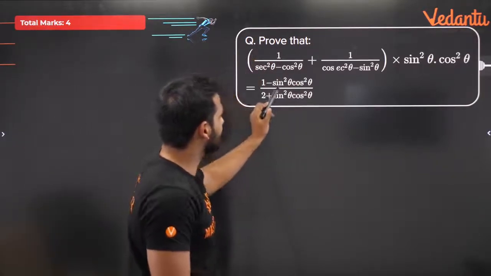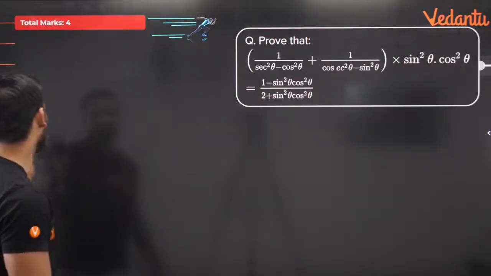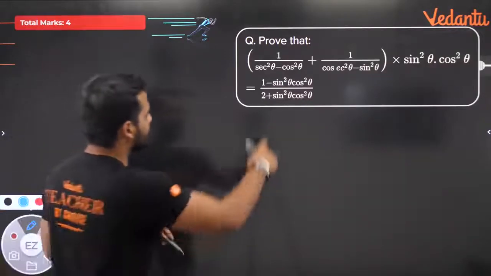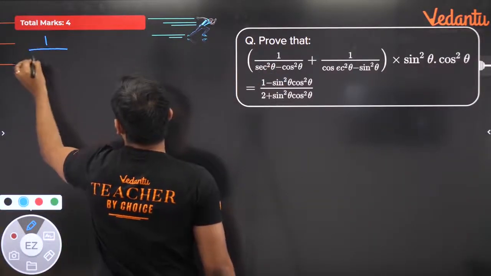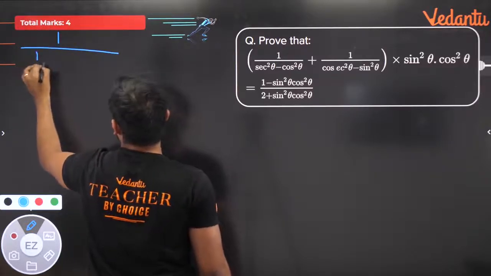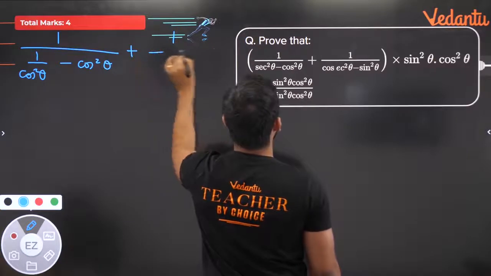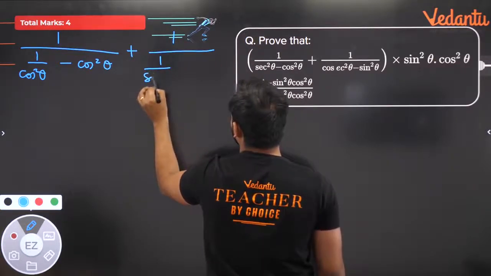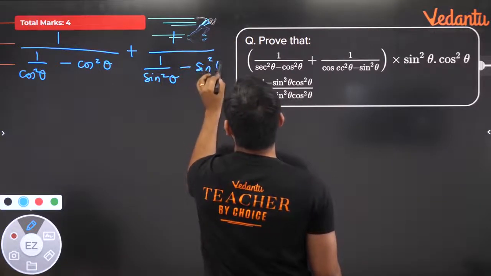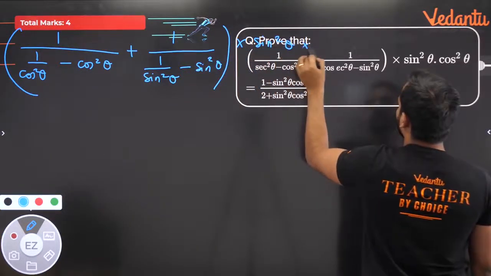अब देखो यार, RHS is only in sin and cos. So I will try to convert all of this in the form of sin theta and cos theta. So what I will be getting, just see here carefully. देखो 1 by sec square theta will become 1 divided by sec square theta is 1 by cos square theta minus cos square theta, plus it will become 1 by cosec square theta will become 1 by sin square theta minus sin square theta, this whole multiplied with sin square theta into cos square theta.